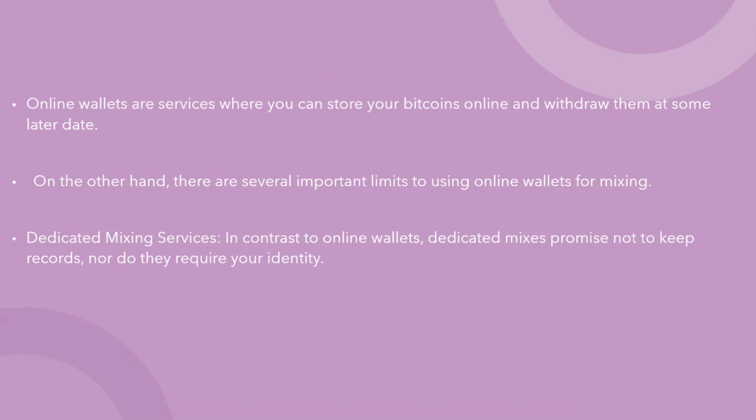Moving on to the last point, it's about dedicated mixing services. Compared to online wallets, dedicated mixes promise not to keep records, nor do they require your identity. What it basically does is you send your Bitcoins to an address provided by the mix, and you tell the mix a destination address to send Bitcoins to. It's essentially a swap. Since mixers aren't a place where you store your Bitcoin, unlike wallets, you will want your coins back relatively quickly, which means that the pool of other coins that your deposit will be mixed with is much smaller. Those that were deposited at roughly the same time. Moving on to the next slide.